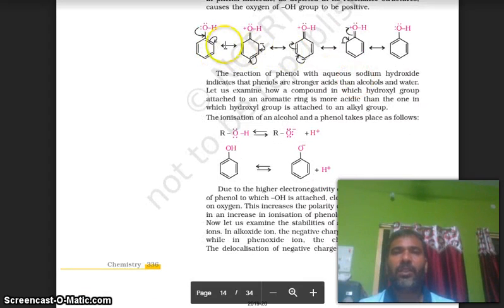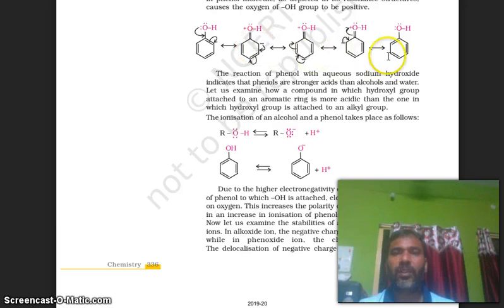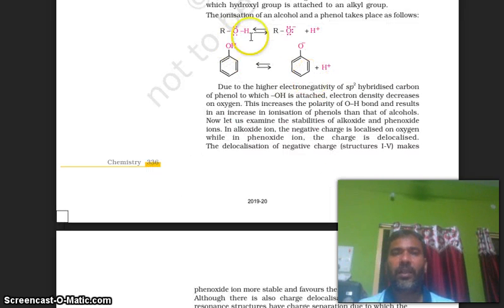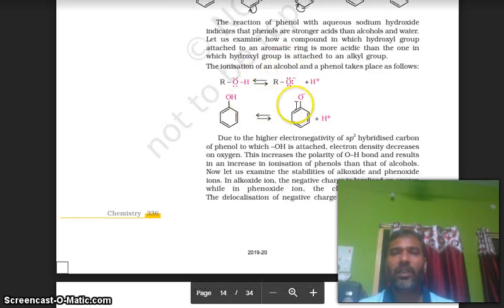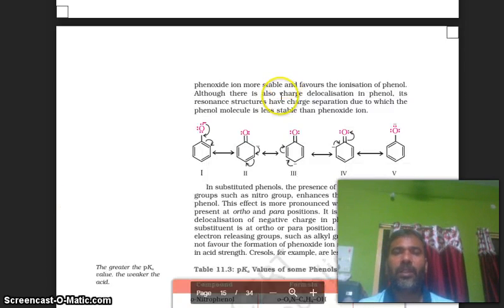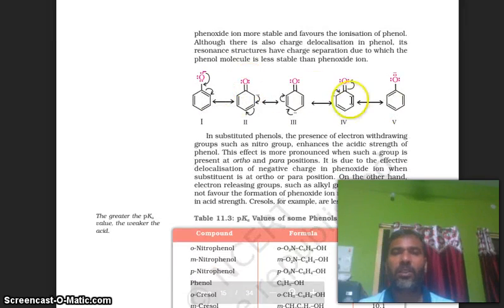So this is the base, this is the acid, forming conjugate acid and conjugate base. Now you see this phenol showing the resonance, and if you remove the hydrogen, you get alkoxide and phenoxide. So phenoxide is more stabilized by resonance. This is the resonating structure of phenoxide.